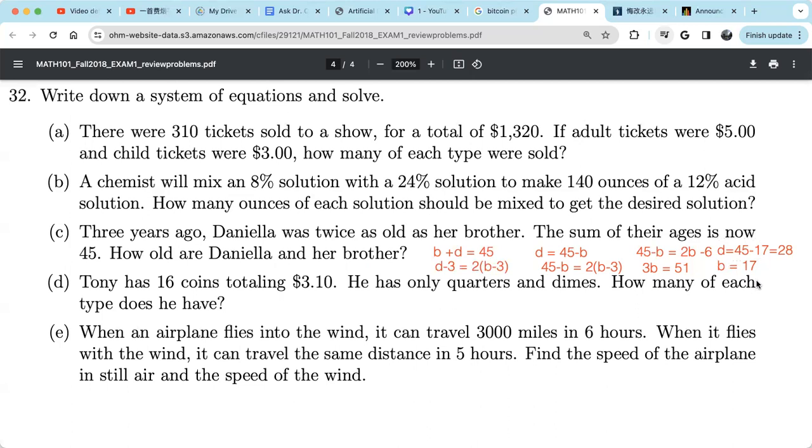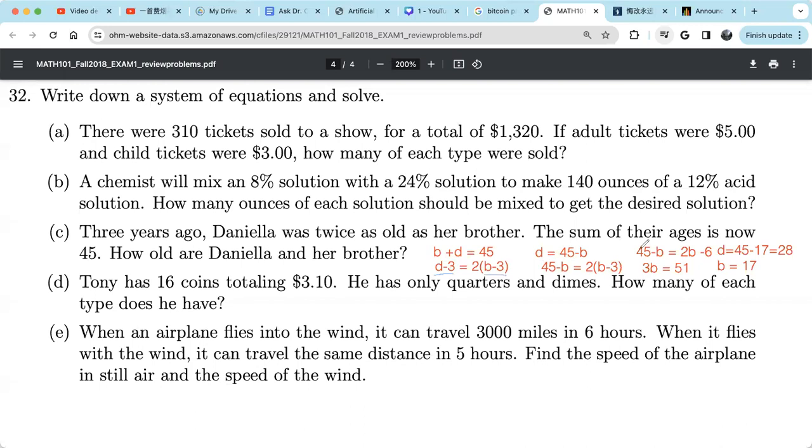I think I made a mistake again, did I? Okay, D is 45 minus B, yes, because adding that together, the age now is 45. Then 3 years ago, yeah, I made a mistake. I'm so sorry. D equals 45 minus B, yes, because the total age is 45. So D minus 3 is 3 years ago Daniela's age, and B minus 3 is 3 years ago her brother's age. So that's right.